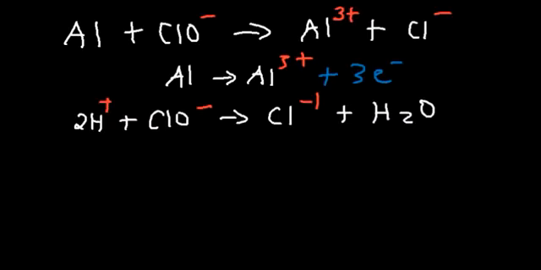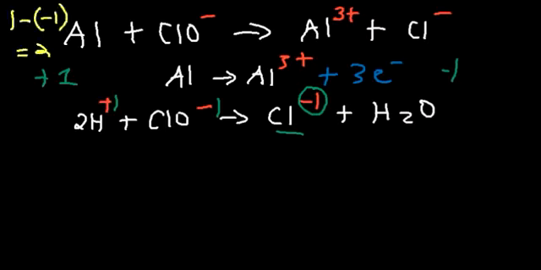Now we have to balance the electrons. The total charge on the left side is 2 times 1, which is 2, plus this negative 1 charge, so a total charge of plus 1 on the left side. On the right side, we have a total charge of negative 1. If we subtract the two numbers, the largest minus the smallest, 1 minus negative 1 gives us 2. What this means is we have to add 2 electrons to the left side, which is the side with the higher charge. So now these half reactions are balanced.